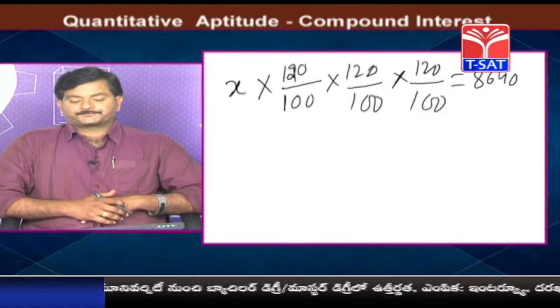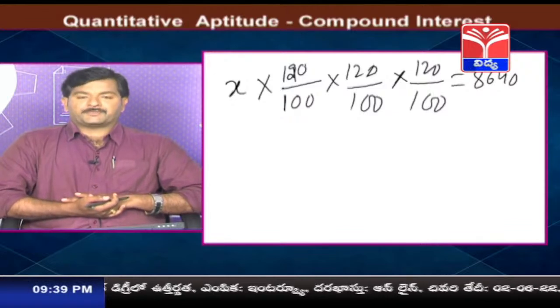I repeat this once again. In the previous question, the principal was given, and he asked us to find either the interest, compound interest, or amount. But in this question, the amount is given, and he asked us to find the principal amount. Let the principal amount be x, rate of interest be 20. Since nothing is mentioned, we assume interest is compounded annually. That's why 120 by 100 for the first year, 120 by 100 for the second year, 120 by 100 for the third year.